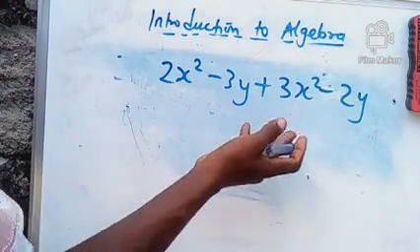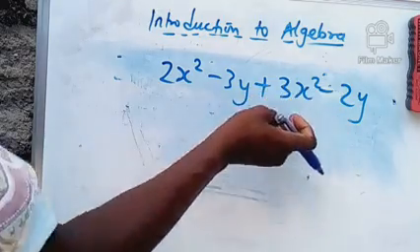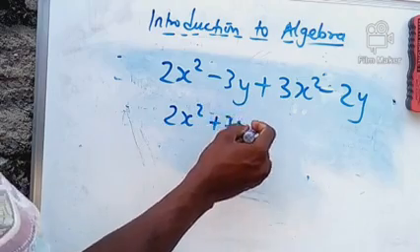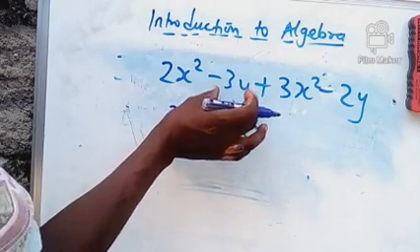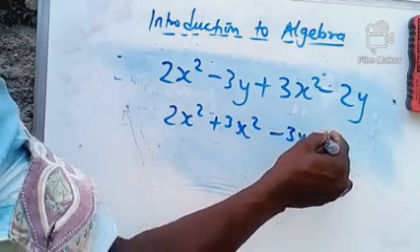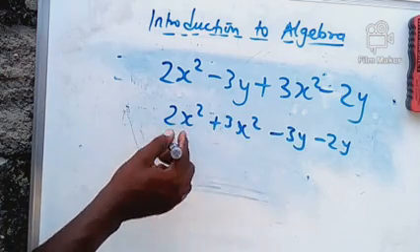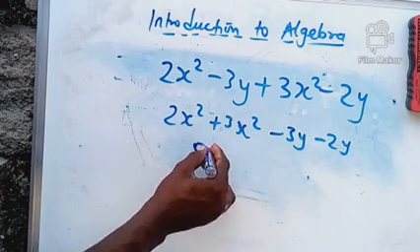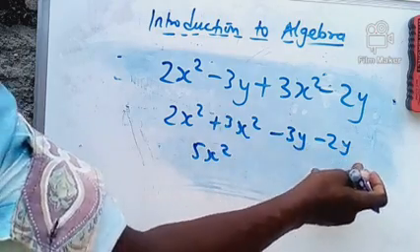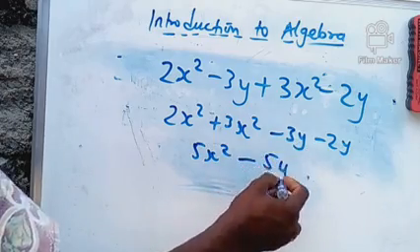2y. To solve this problem, notice that this is a like term, 2x squared and 3x squared. They are like terms. So we collect them together. We have 2x squared plus 3x squared. Then these like terms again, minus 3y and minus 2y, we collect them as minus 3y minus 2y. Now when you have this and this added together, we have 2 plus 3, we have 5x squared. Now when you have minus 3y minus 2y added together, it will give you minus 5y.